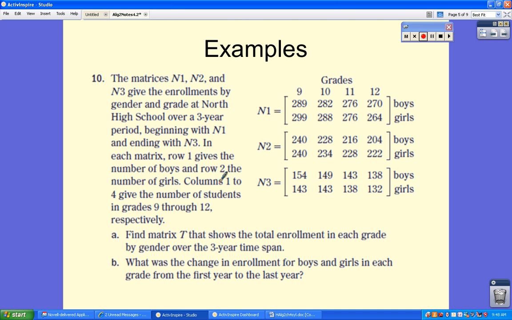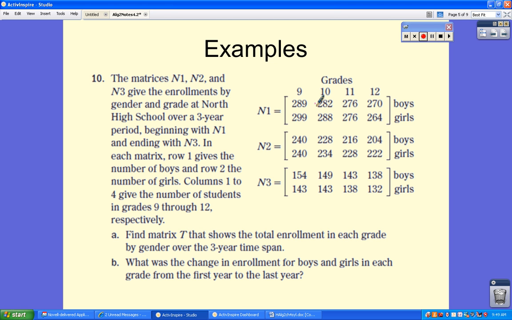Okay, here's a real world example problem. Like I said, matrices are a lot like spreadsheets. They store data for us. So this is an example of something maybe a guidance department might use, or any school administration when you're tracking your enrollment based on grades. Okay, so this could be helpful for a variety of reasons, and this is how they sort it in 3 matrices. N1 is the first year, and N3 is the last year.